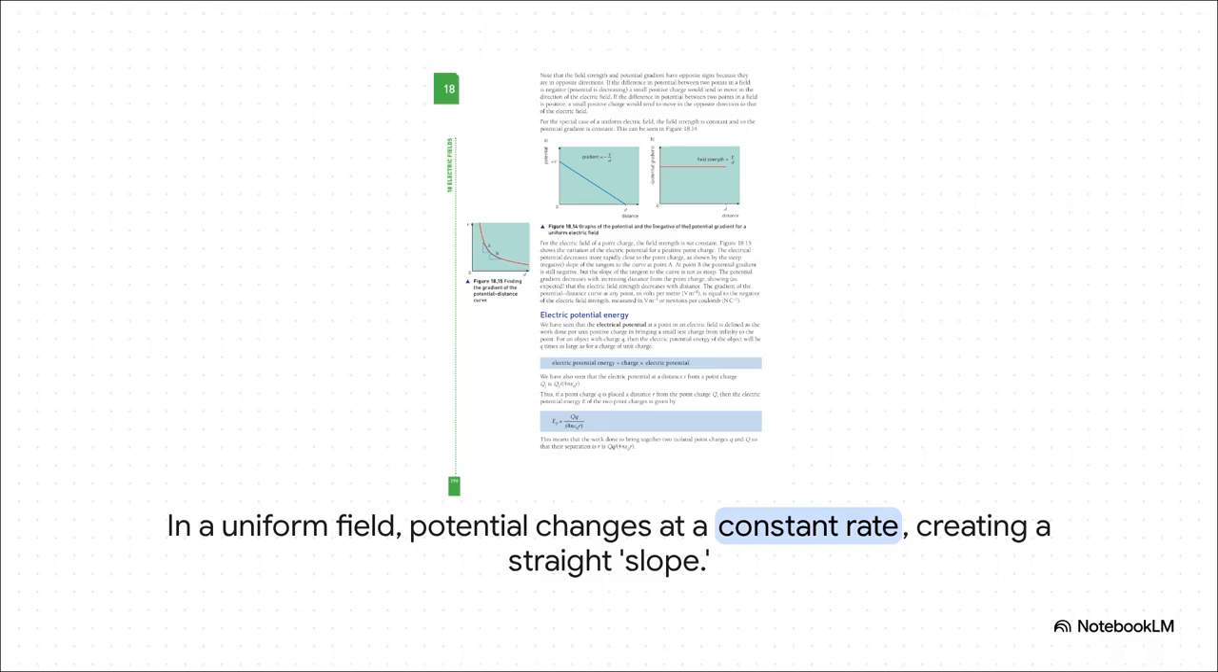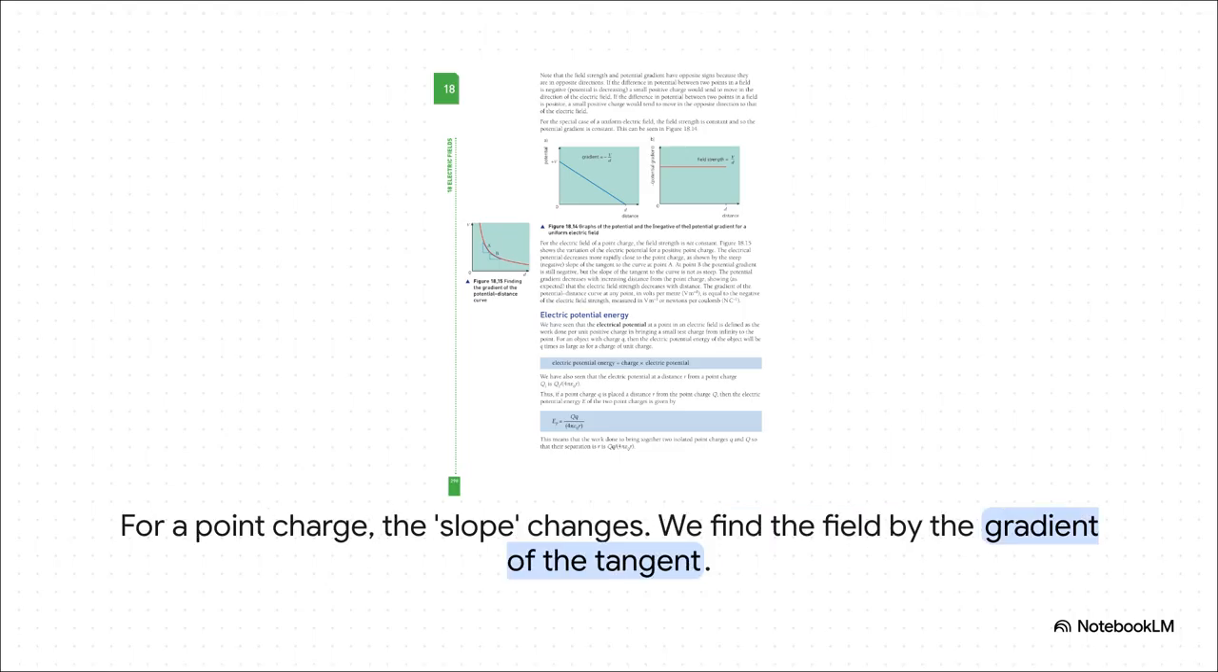And that tells you the electric field strength is exactly the same everywhere between those plates. But for a point charge, that potential hill was a curve, remember? The steepness is always changing depending on how close you are. So to find the field strength at one specific point, we can't just do a simple division.